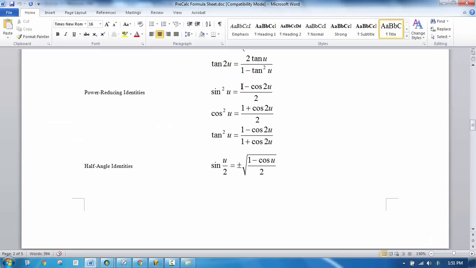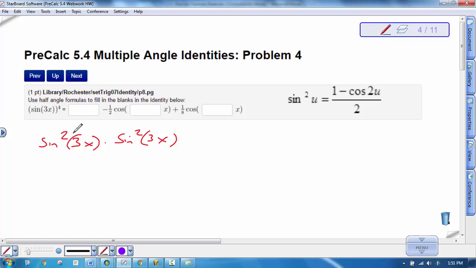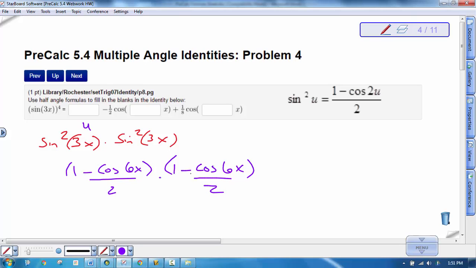So we'll use this formula right here, which is 1 minus cosine of 2u divided by 2. So let me copy that over real quick. Okay, so if we look at this, the sine squared of 3x, we can turn this into 1 minus the cosine of 2 times that u. Now keep in mind, the u is this whole thing right here, 3x. So 2 times 3x is going to give us 6x over 2 times, and we still have 1 minus the cosine of 6x over 2. We have that twice, right?